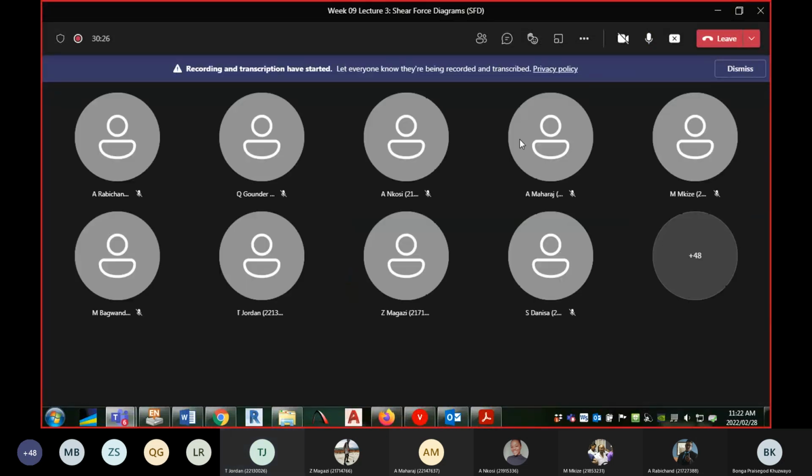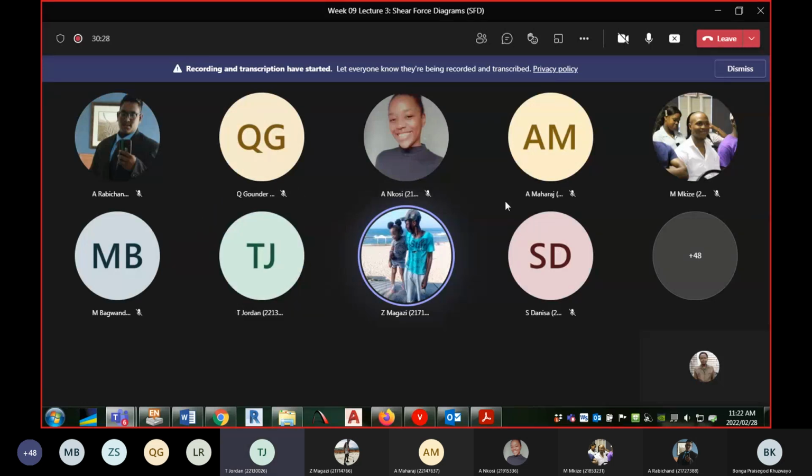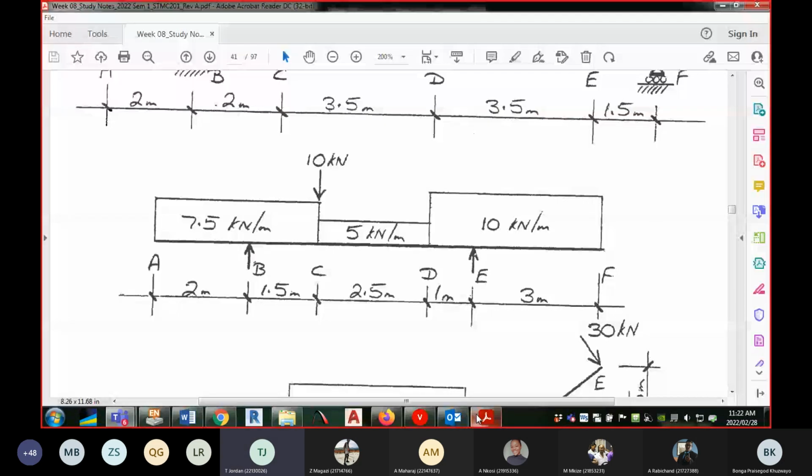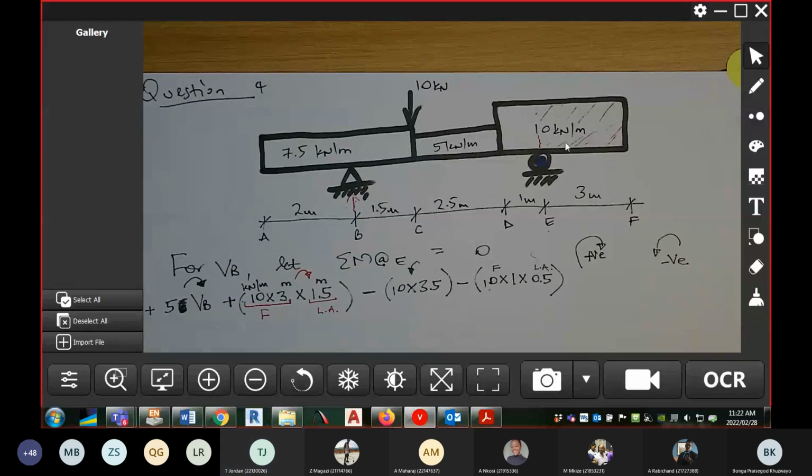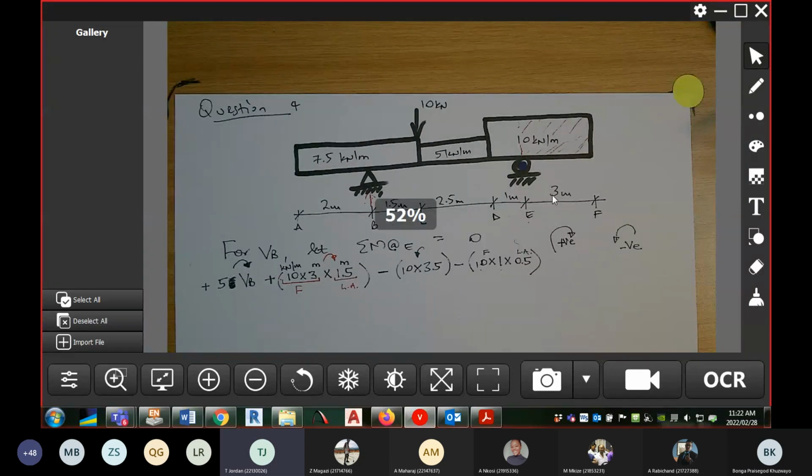Sorry, you're saying the distance is 1? Yes. The entire size of the 10 kilonewton box is 4. The support is 1 meter away from D, and from the center to the support is 1 meter. Yeah, because his force is there now. So it's 10 times 4 times 1. So it's 40. So it does equal.